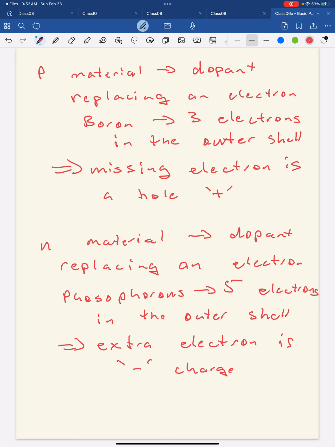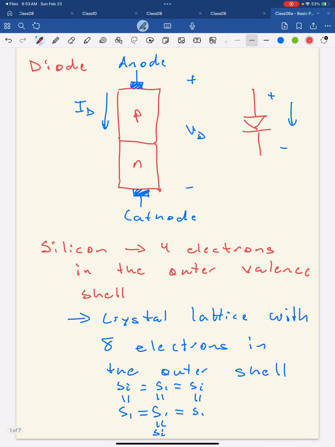So P material is a missing electron creating holes that are ready to move. An N material is an extra electron that's ready to move. So as such, if I go and redraw that, here's our PN material. And we have our contacts at the end.